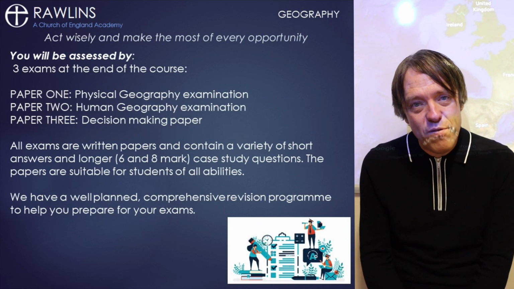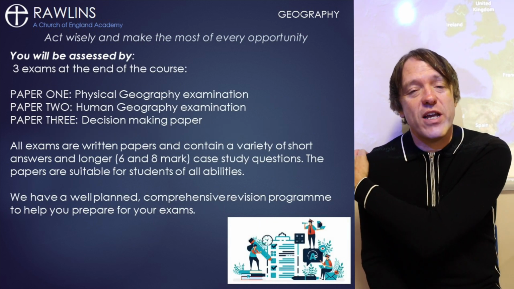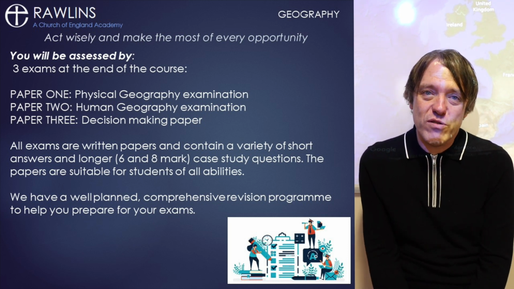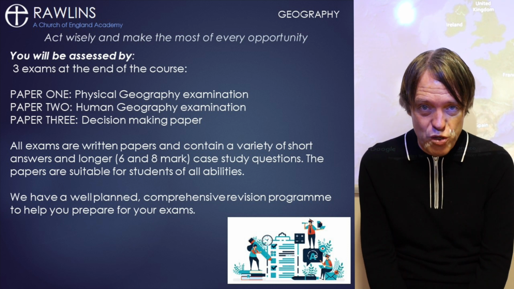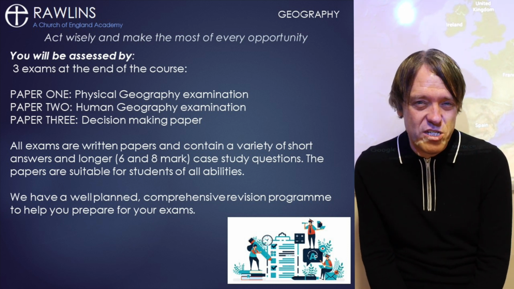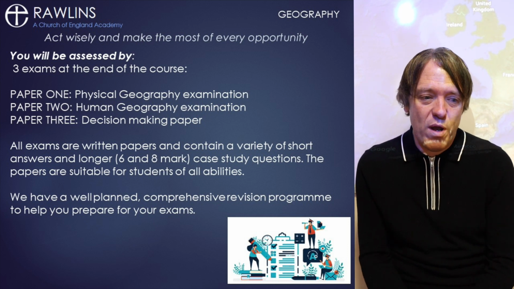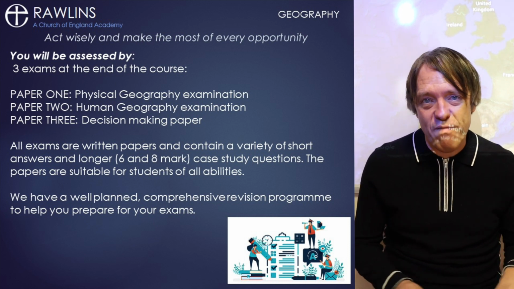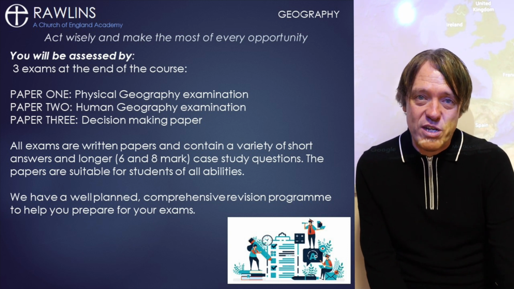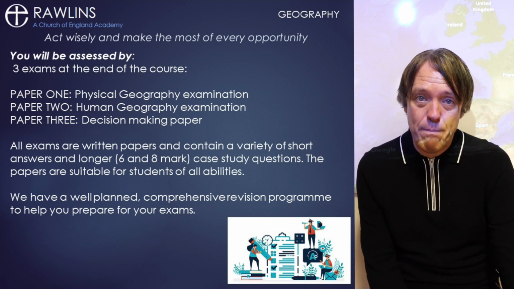The course itself is examined by 3 different exams. Paper 1 will cover your 4 physical geography units. Paper 2 will cover the 4 human geography units, and then paper 3 is kind of a decision-making paper where you get a booklet with lots of information in, with graphs and maps and charts, and you have to answer questions based on the information that's in that booklet.